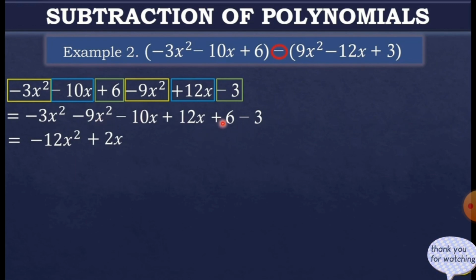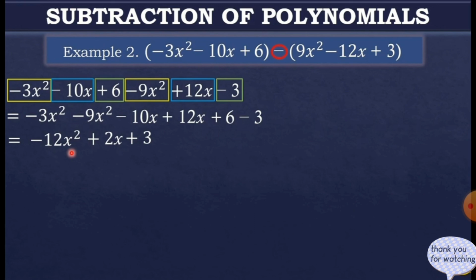Okay, then for the constant numbers, they have different signs. So, subtract. And then, copy the sign of the bigger number. So, that's why plus 3. This is the final answer: negative 12x squared plus 2x plus 3.